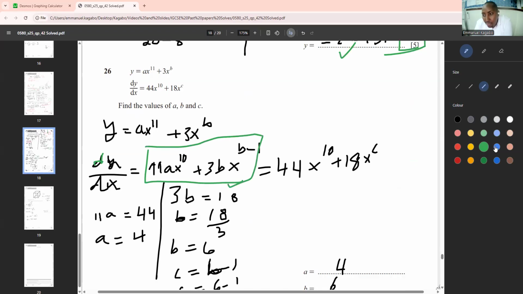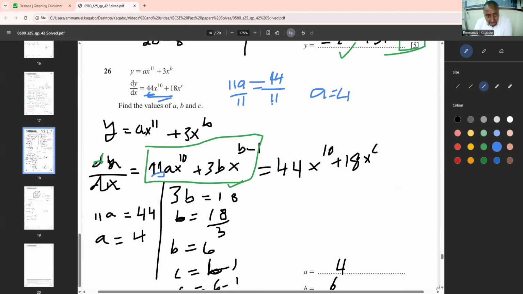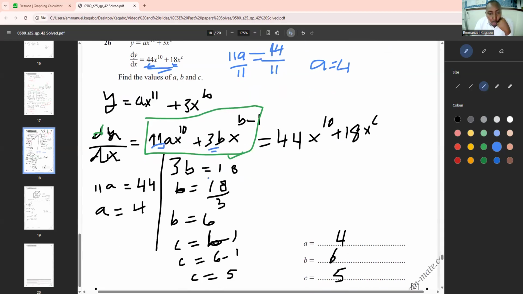Now, if you have that, I would like you to compare this with this one. So 11a, which is that, should be equal to this, so equal to 44. Divide by 11, divide by 11. So a will be equal to 4. That's what I did here. Now, after getting that, do you see that? That's 3b. So 3b will be equal to 18. So b will be equal to 6.